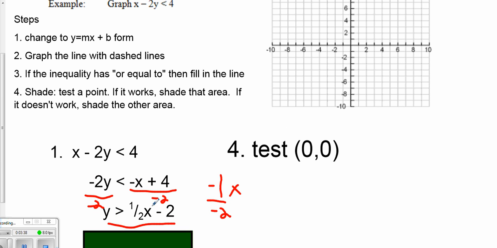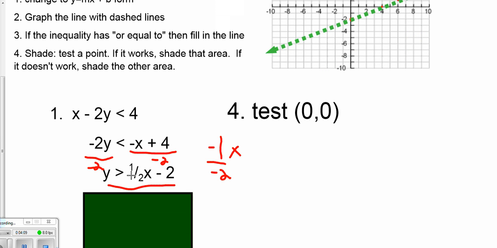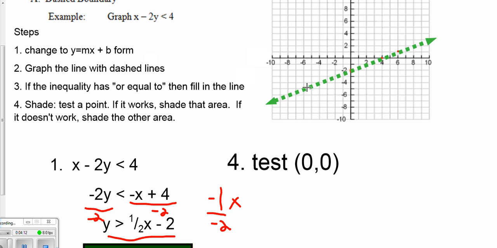So what that tells us is we start at negative 2 right here. We're going up 1, right 2, up 1, right 2. So we'll plot a few points. Up 1, right 2, up 1, right 2, up 1, right 2, and so on. Okay, now we will start with our line. We will leave this one as a dashed line because it does not say or equal to. If it was or equal to, we would have to fill it in as a solid line.